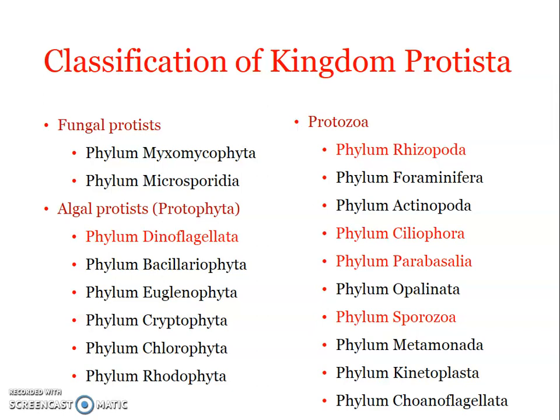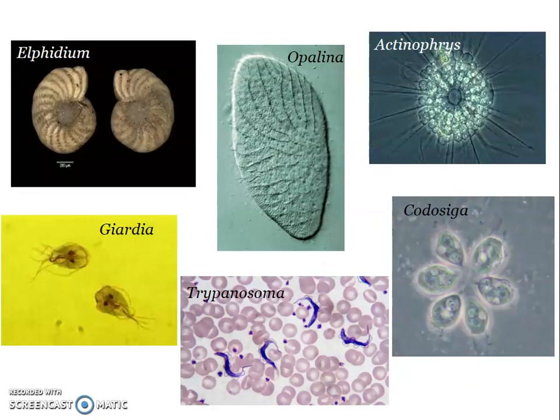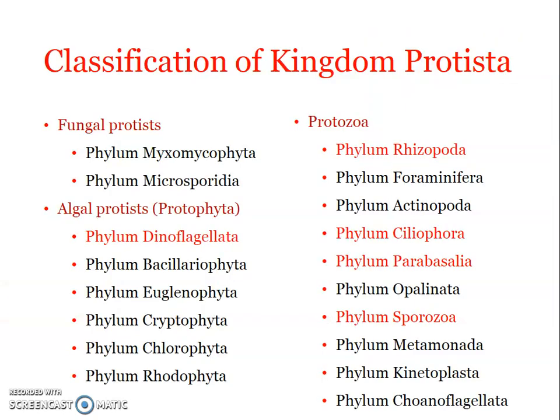As we have already seen one example, Elphidium. Now the next group is Actinopoda. You can see this is Rhizopoda. It includes amoeba, so it contains pseudopodia as a locomotory structure. Here also it is an amoeboid protist, and this also includes a group of amoeboid protists. That is Actinopoda also.